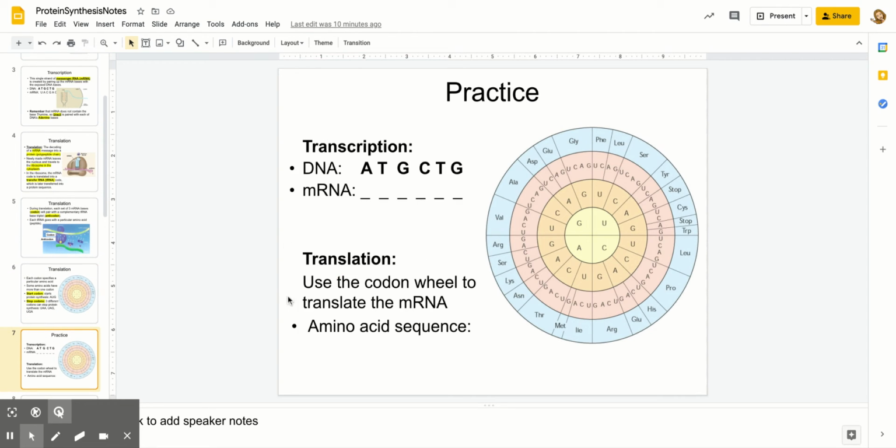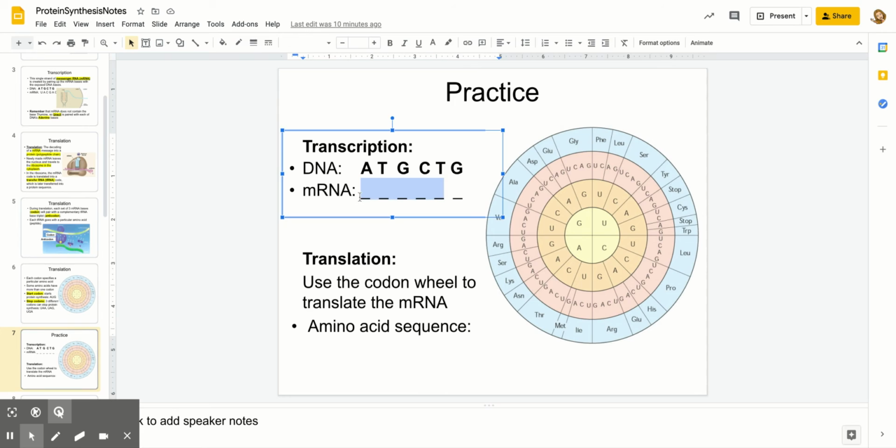Let's practice that on this slide. So we'll do both transcription and translation. So this is the same sequence that we saw before. Remember our base pairing rules. A pairs with U, T pairs with A. Then we're going to use our wheel to translate this mRNA.